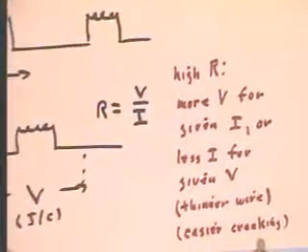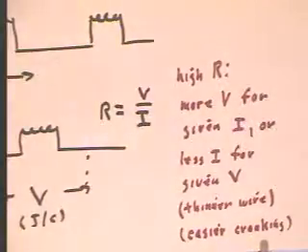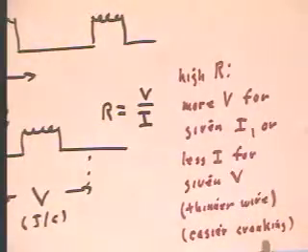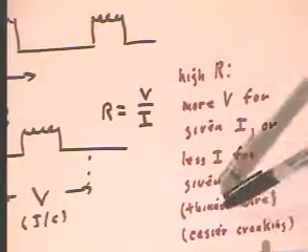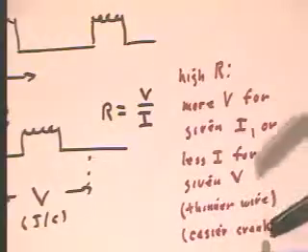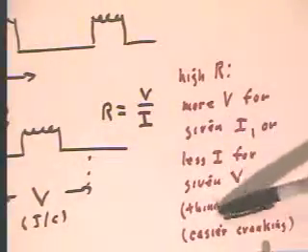And we've got this. A high resistance means we need more voltage for a given current, or alternatively less current for a given voltage. That would correspond to a thinner wire and to easier cranking. Okay, so high resistance, less current for given voltage, easier cranking. A low resistance would be more current for given voltage, harder cranking.